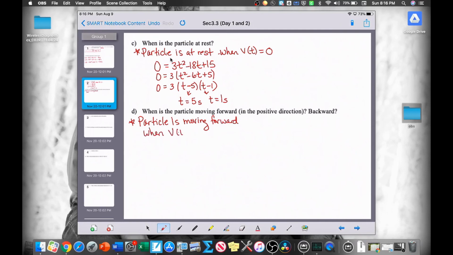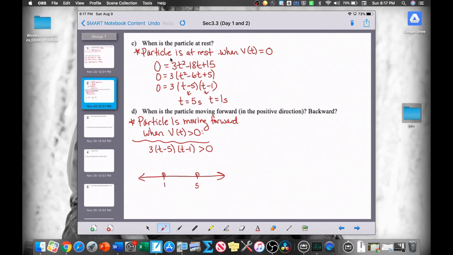So when v of t is greater than 0. Well, I already have v of t in factored form, so I'm going to go ahead and grab that. V of t is 3 times (t minus 5) times (t minus 1), and I want to know when that is greater than 0. So once again, we're talking about sign charting here. And if we want greater than 0, we want to know when this inequality is positive. My critical values are obviously going to be 1 and 5.